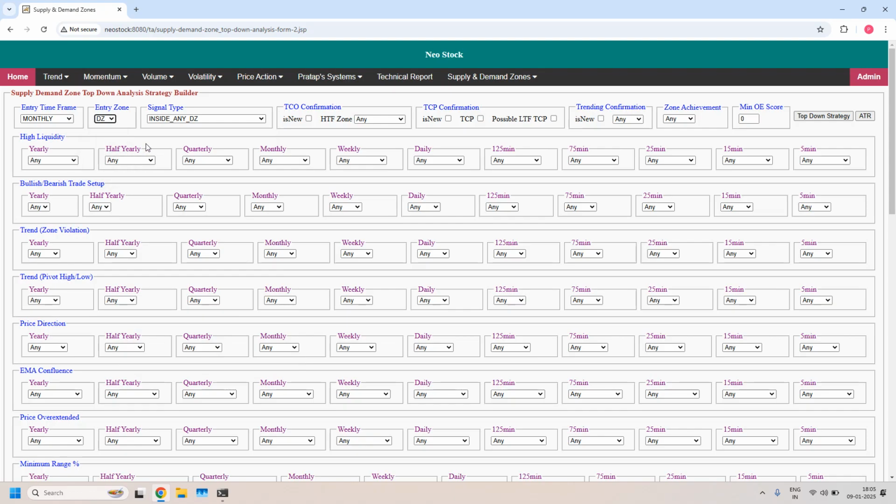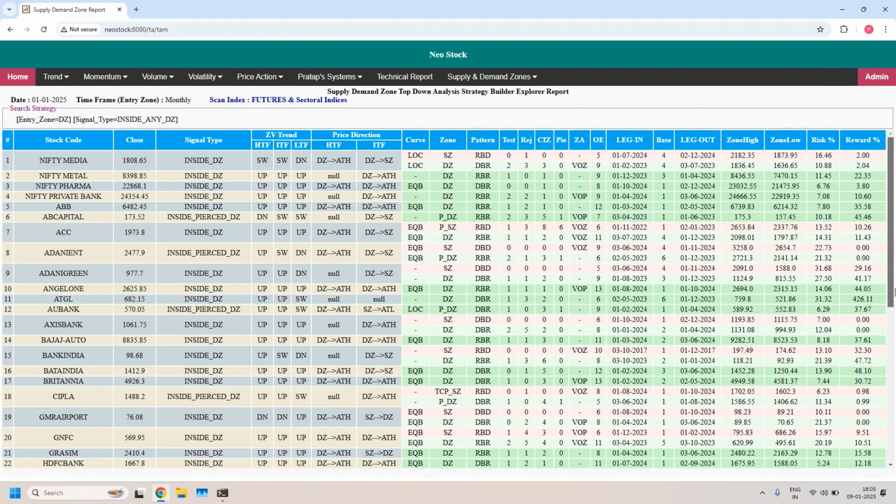Okay, monthly time frame. We are including even pierced zones. Let me filter. Total 41 stocks are filtered. I'm showing you the first 21 stocks.